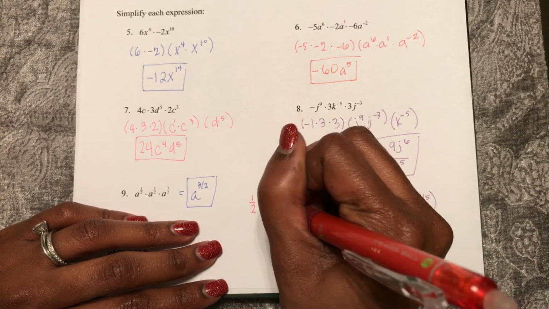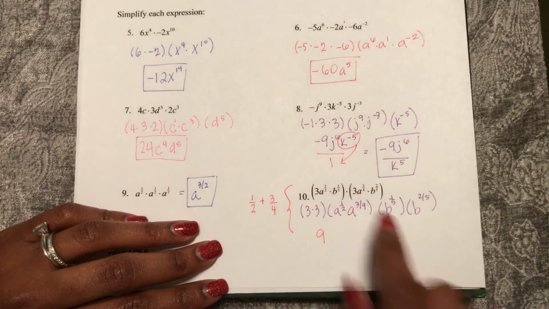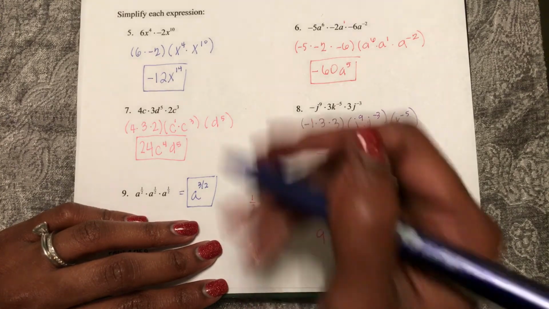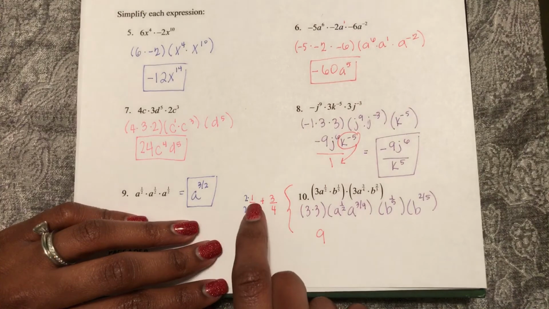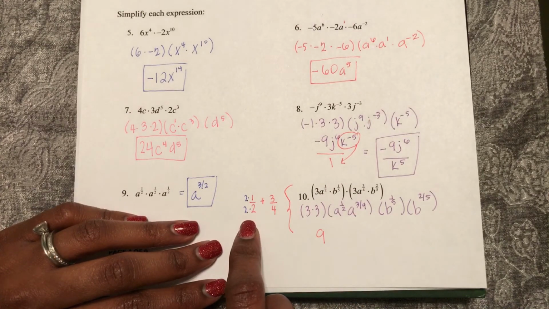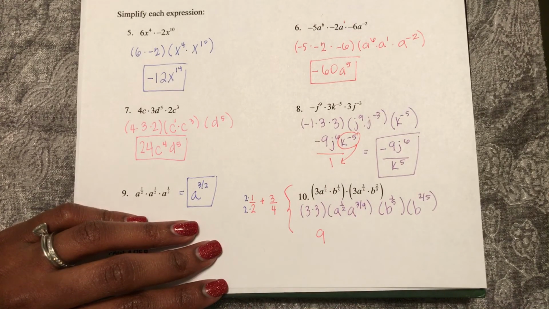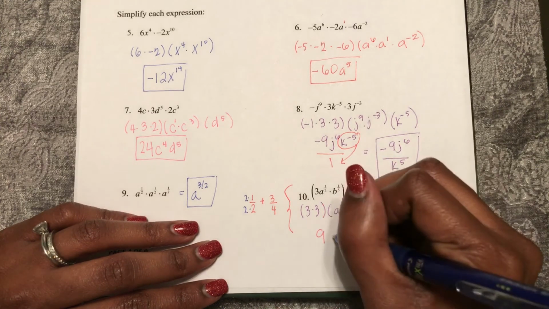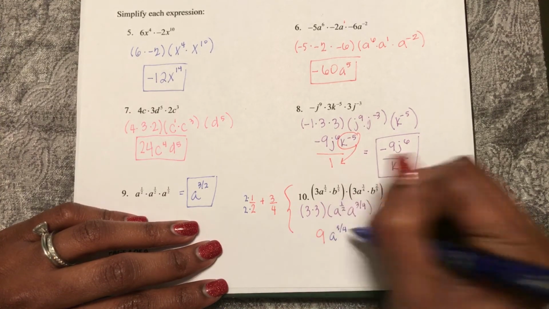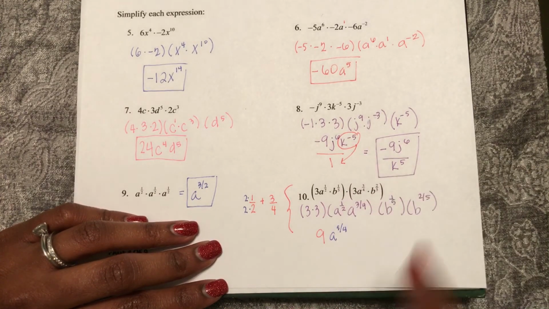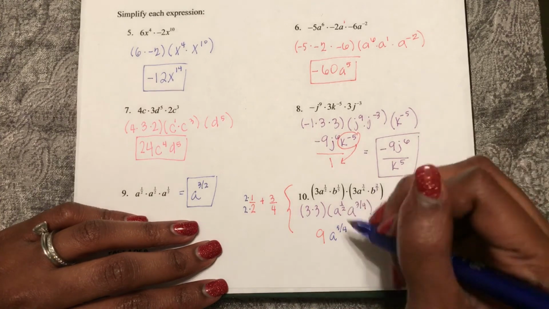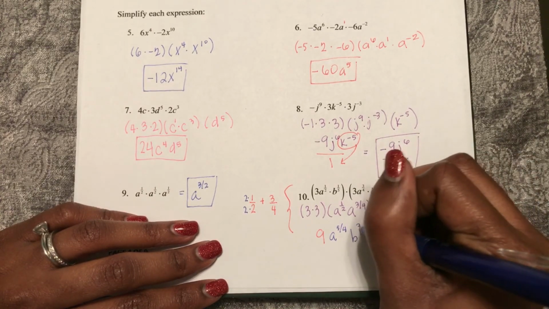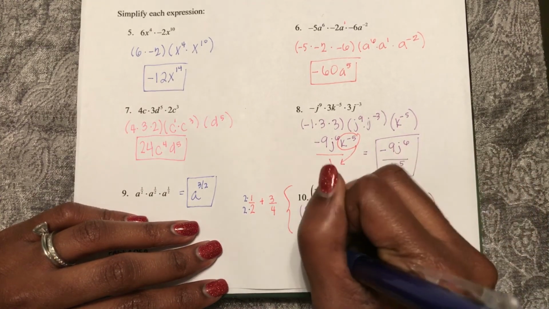1/2 plus 3/4 for these exponents. I need common denominators. I'm going to multiply this by 2. So I have 2 over 4 plus 3 over 4, which makes a to the 5 over 4. And now b is nice because they have common denominators. 1/5 plus 2/5 makes b to the 3/5.